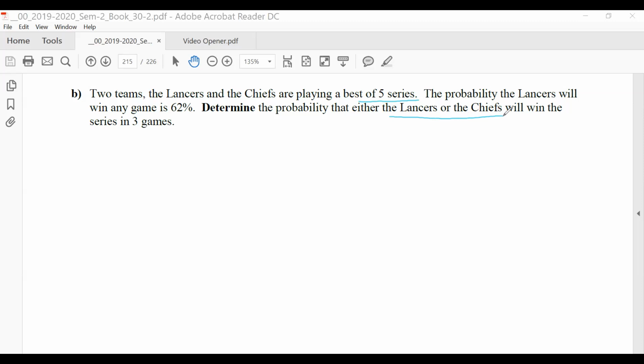Okay, so these are independent events and are also mutually exclusive because I can't have both things happen at the same time. So what this is saying to me then is I've got either the Lancers win all 3, so Lancers win and the Lancers win and the Lancers win, or I've got Chiefs win and the Chiefs win and the Chiefs win.